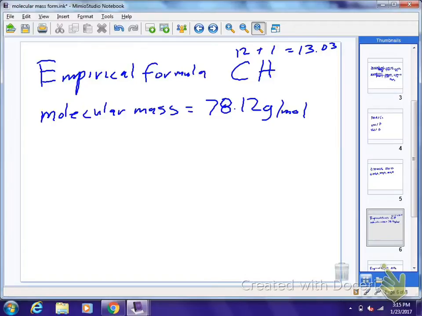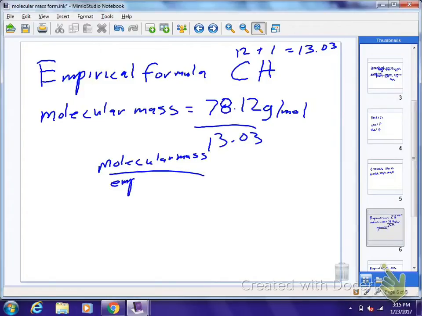These two numbers on my formula have to be the same, because the ratio has to be 1 to 1, but with bigger numbers included. So what do you think? Kevin? Right. All I have to do is divide 78 by 13.03. A formula, if you want that and need that, would be you take the molecular mass divided by the empirical mass. And this is defined what?